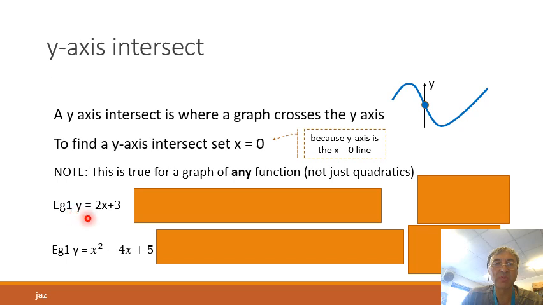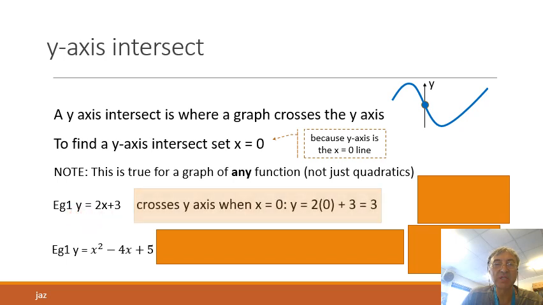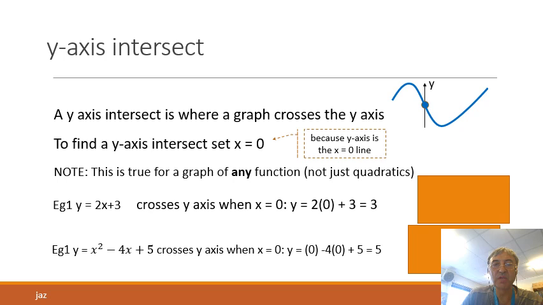So for the first example, y equals 2x plus 3. If we set x equal to 0, we get y is 2 times 0 plus 3, which is 3. And as another example here, if we have y equals x squared minus 4x plus 5, we set x equal to 0, and we get y equals 0 squared minus 4 times 0 plus 5, which is 5.